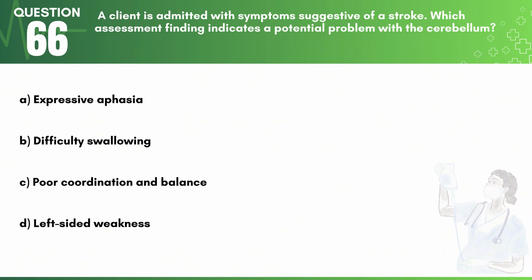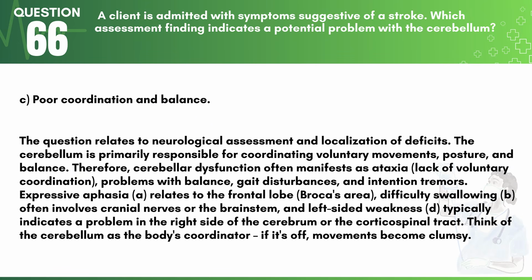Question 66. A client is admitted with symptoms suggestive of a stroke. Which assessment finding indicates a potential problem with the cerebellum? A. Expressive aphasia. B. Difficulty swallowing. C. Poor coordination and balance. D. Left-sided weakness. Answer: C. Poor coordination and balance.